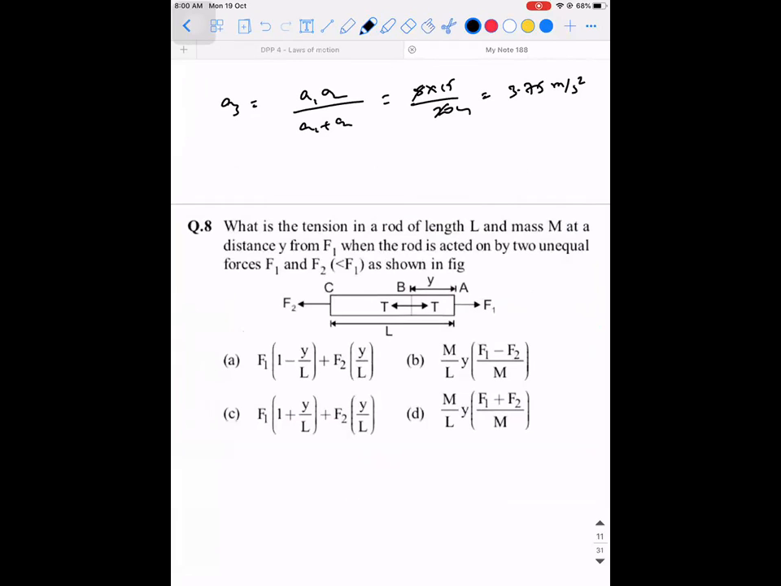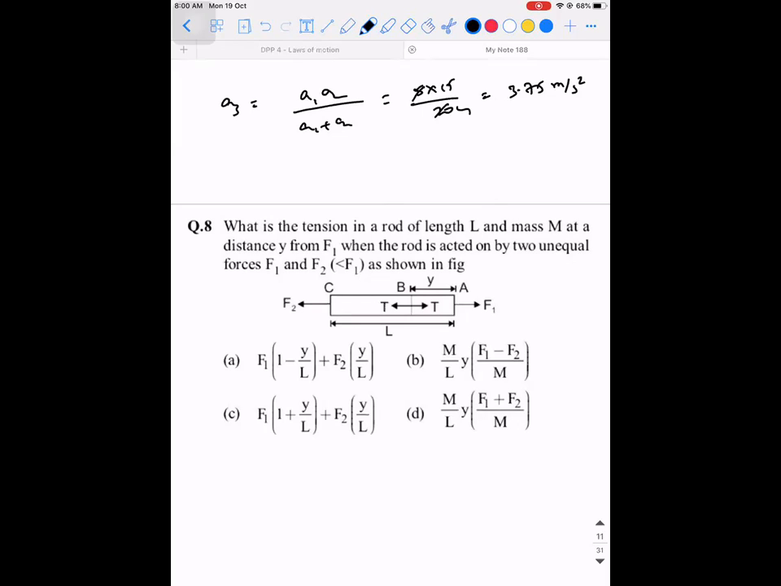What is the tension in a rod of length capital L and mass capital M at a distance y from F1 when the rod is acted upon by two unequal forces F1 and F2, where F2 is less than F1, as shown in the figure? So the object will have the tendency to move in which direction, guys? Rightward or leftward according to the question? Rightward.